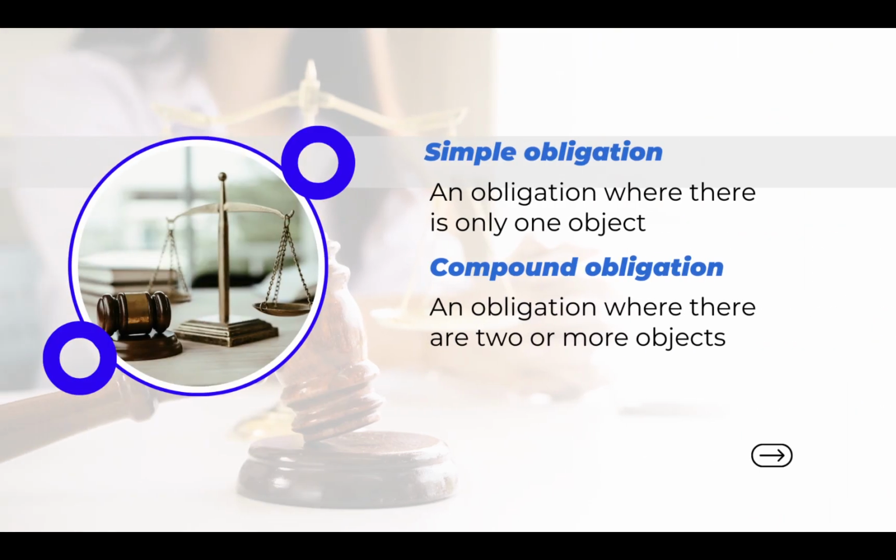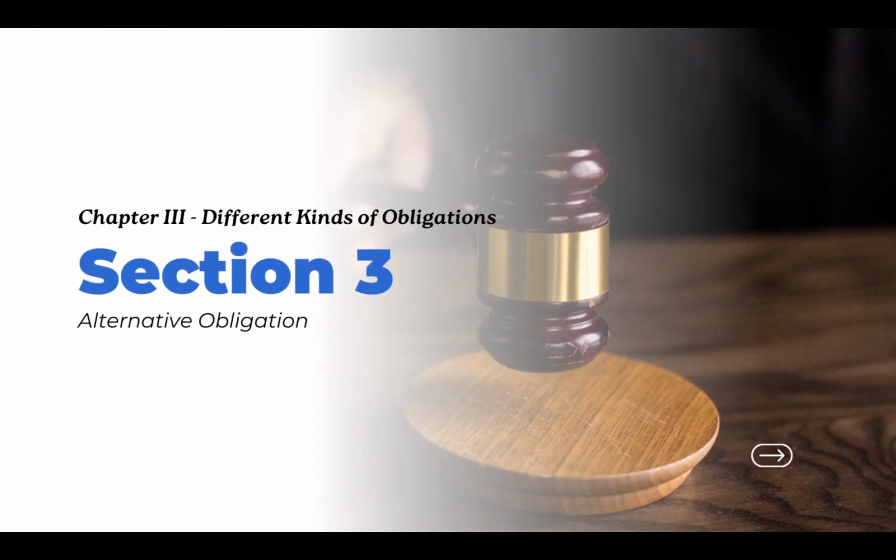Now, simple obligation. An obligation when there is only one object. Compound obligation. An obligation, there are two or more objects. So, pag marami, compound. Pag isa lang, simple obligation. Dito napapasok yung ating section 3 in different kinds of obligation based on alternative and, of course, facultative. Okay?